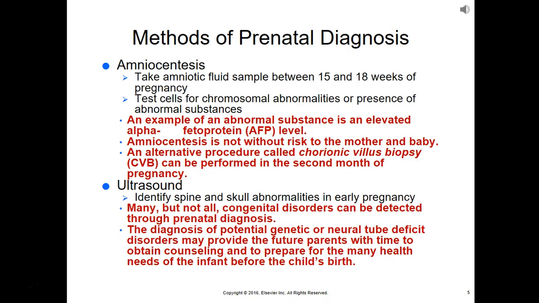Okay, so the second method of prenatal diagnosis is ultrasound, and we identify spine and skull abnormalities with ultrasound early in pregnancy, which is a good thing. Many, but not all, congenital disorders can be detected through prenatal diagnosis, and the diagnosis of potential genetic or neural tube deficit disorders may provide the future parents with time to obtain counseling and to prepare for the many health needs of the infant before the child's birth.